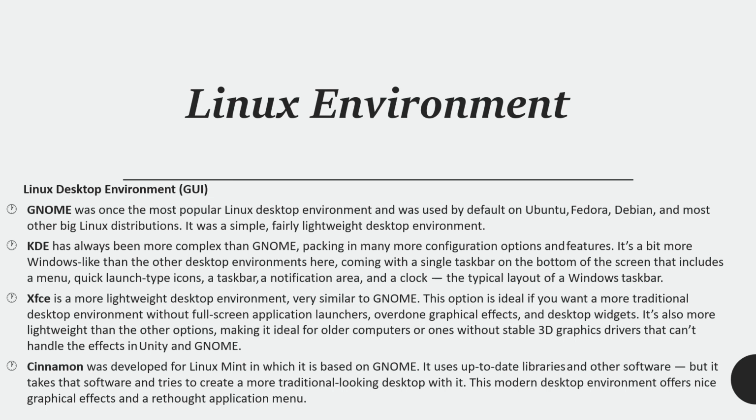Linux desktop environments, GUI. GNOME was once the most popular Linux desktop environment and was used by default on Ubuntu, Fedora, Debian, and most other big Linux distributions. It was a simple, fairly lightweight desktop environment. KDE has always been more complex than GNOME, packing in many more configuration options and features. It's a bit more Windows-like than the other desktop environments here, coming with a single taskbar on the bottom of the screen that includes a menu, quick launch type icons, a taskbar, a notification area, and a clock. The typical layout of a Windows taskbar.